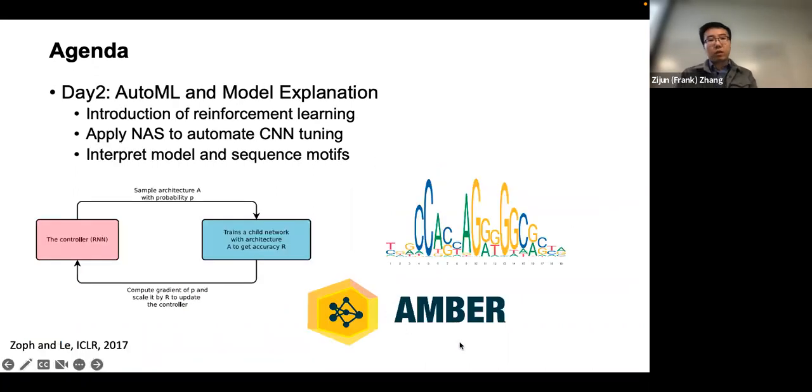On the second day, we'll take this to the next level and find the most accurate CNN model using simulated data, through a process called neural architecture search, to automate CNN tuning. The underlying theory behind it is called reinforcement learning. Basically, we can use an artificial neural network as an agent to replace the human manual tuning process. Once we find the most accurate model, we'll try to interpret the model's decision process and discover the sequence motifs that are useful for the model to make such a prediction.